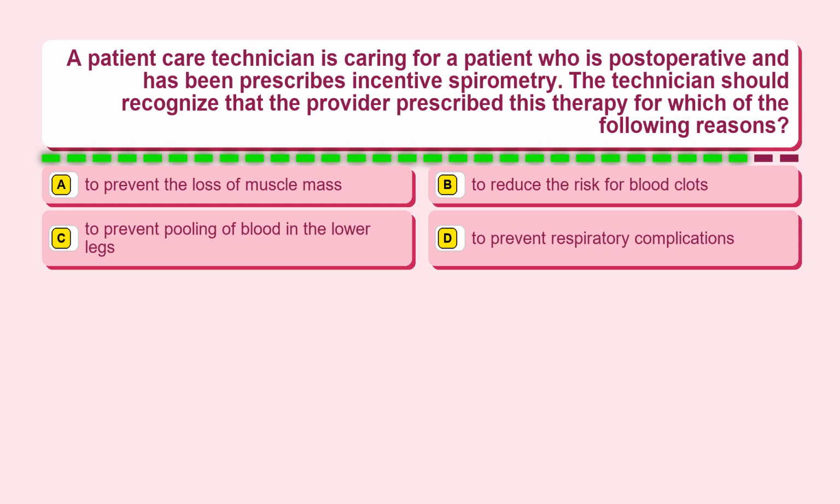Question 40. A patient care technician is caring for a patient who is postoperative and has been prescribed incentive spirometry. The technician should recognize that the provider prescribed this therapy for which of the following reasons? Option A. To prevent the loss of muscle mass. Option B. To reduce the risk for blood clots. Option C. To prevent pooling of blood in the lower legs. Option D. To prevent respiratory complications.